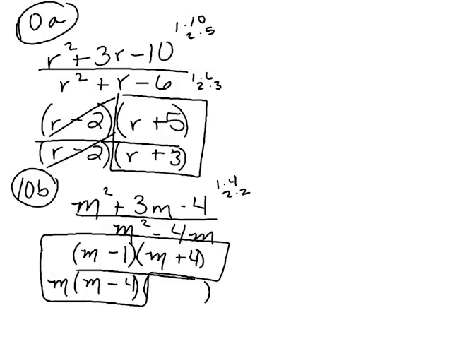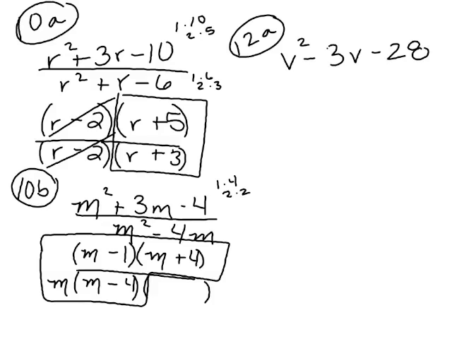Do 12a: v squared minus 3v minus 28. There's my top line. Then I have 49 minus v squared on the bottom. So the first thing I need to do is put those in the correct order.